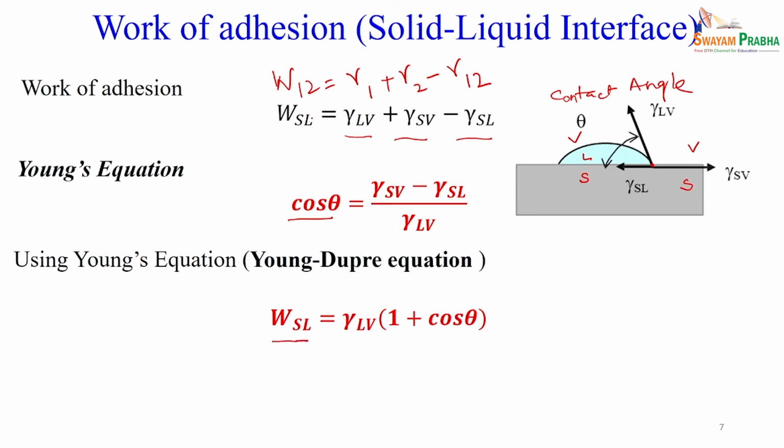W SL. So, you can replace either term, so it will come in terms of the contact angle. I just replace this term, gamma SV minus gamma SL, is equal to gamma LV cos theta. So, this will be gamma LV plus gamma LV cos theta. So, you can take out the gamma LV and cos theta.